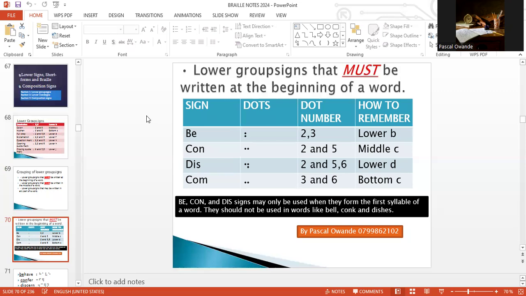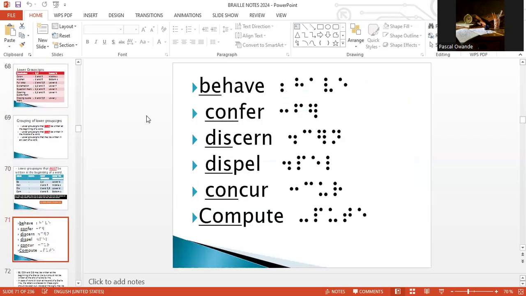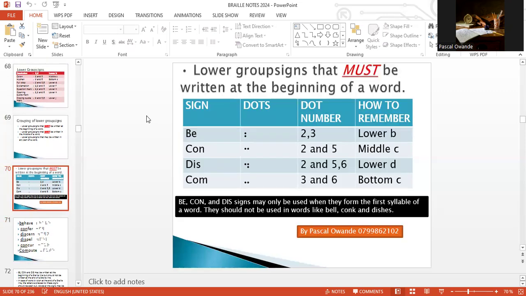Dishes. Now, in the contraction of the lower group signs that must be written at the beginning of a word: be, con, dis, and com, it is a must that they only be contracted at the beginning of a word and not in the middle, not at the end of a word.